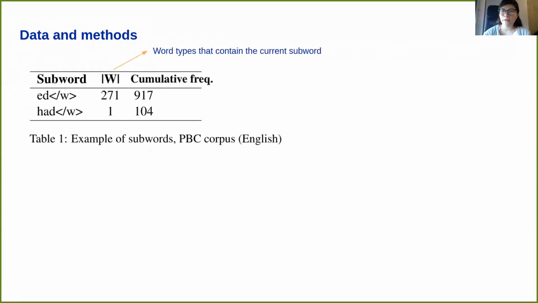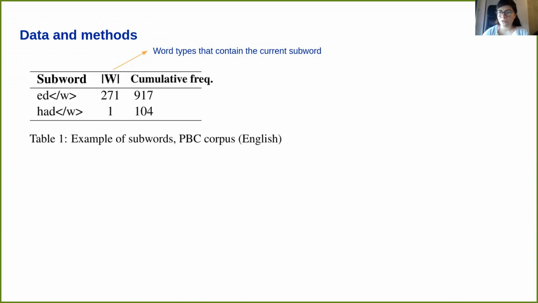So for instance, see this example. We notice that some subwords like ed at the end of the word appear in many different word types. Thus, they seem more productive. Note that also the cumulative frequency or the total frequency is high. While some other subwords like had are only contained in one word type of the corpus. Actually, they are contained in the word itself. But the frequency of that single word type is very high.